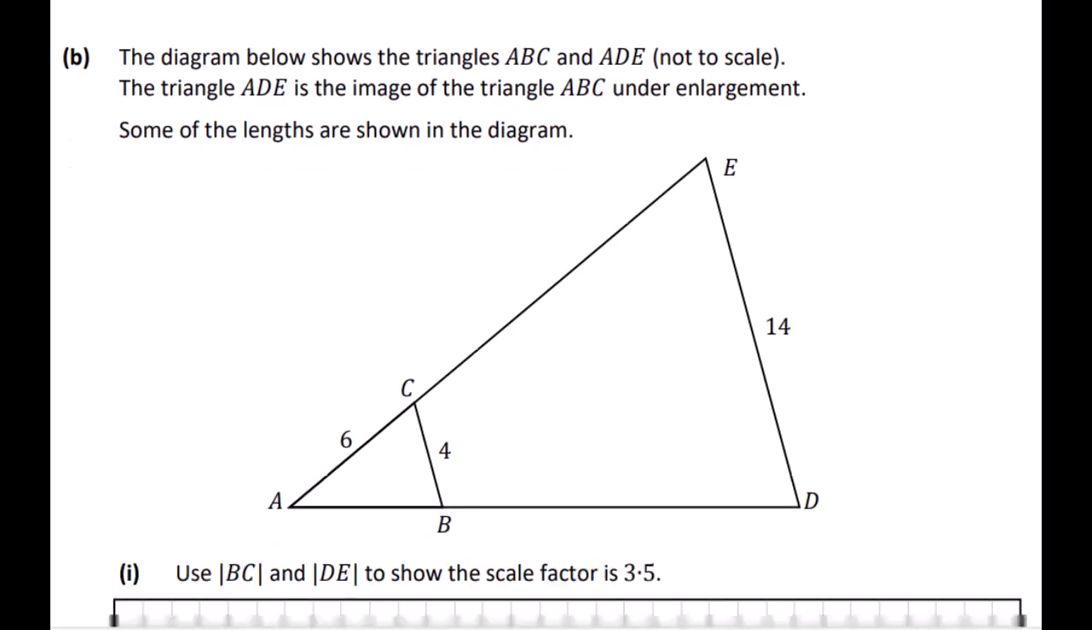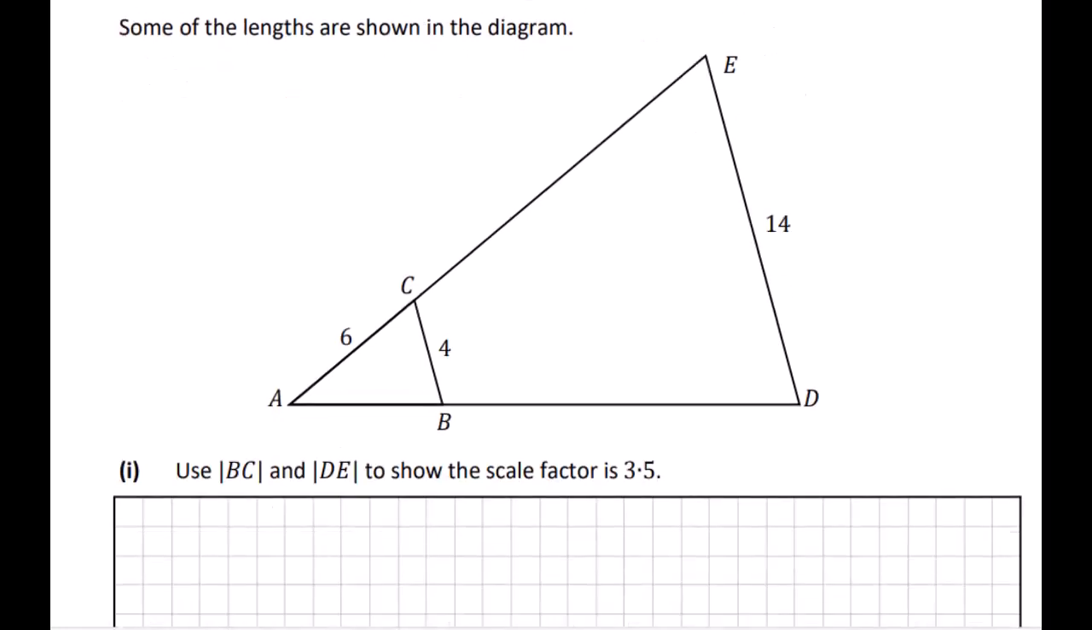So part B: the diagram below shows the triangles ABC and ADE, not to scale. The triangle ADE is the image of the triangle ABC under enlargement. Some of the lengths are shown on the diagram. Use the length BC and DE to show that the scale factor is 3.5. Okay, so we have this triangle here, which is enlarged by a scale factor of 3.5, and it gives you this big triangle here, ADE.